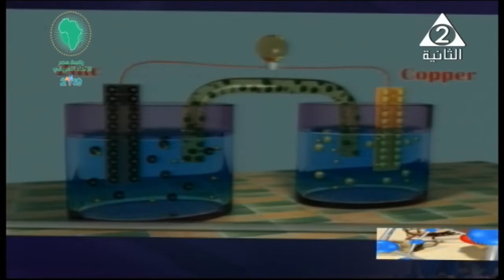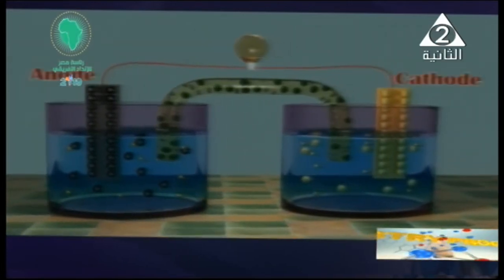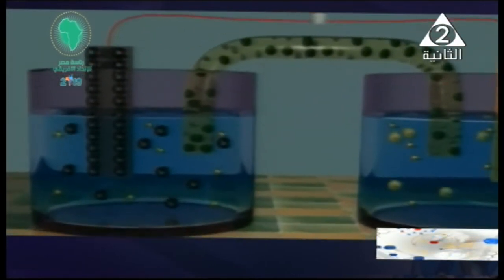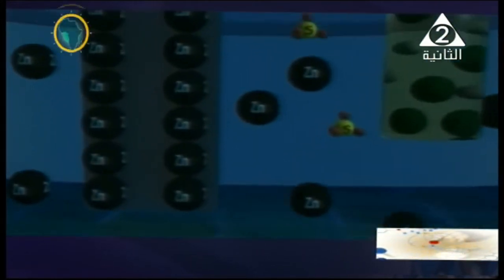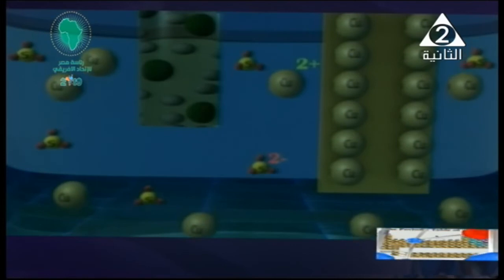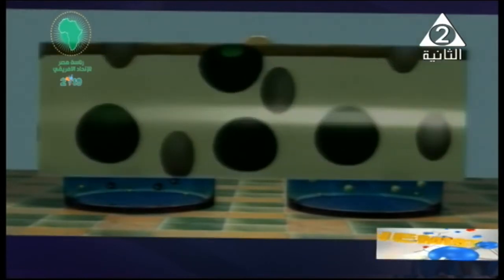What happens in a galvanic cell that consists of a zinc electrode present in zinc sulfate and a copper electrode dipped in copper 2 sulfate? Zinc ions move freely in the solution, as you see, and sulfate moves freely in the solution. They are charge carriers. On the other hand, copper ions move freely. Copper carries 2 positive charges. Sulfate SO4 carries 2 negative charges.